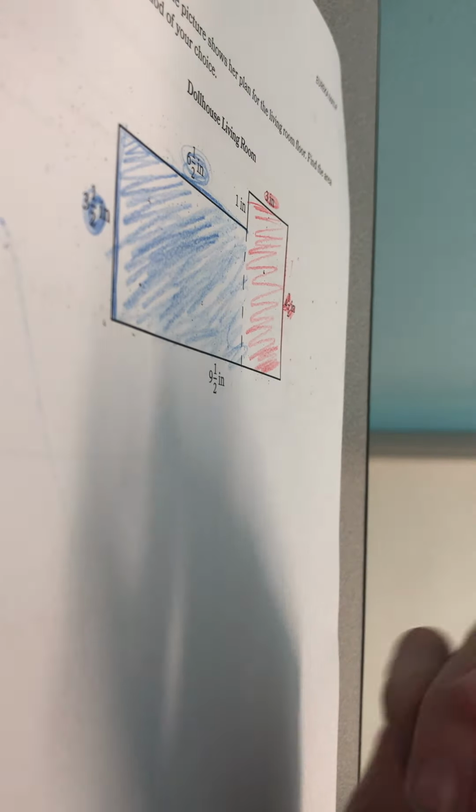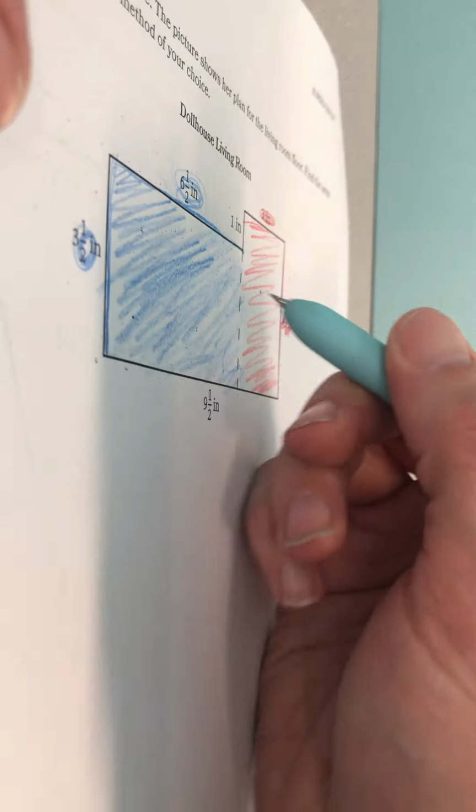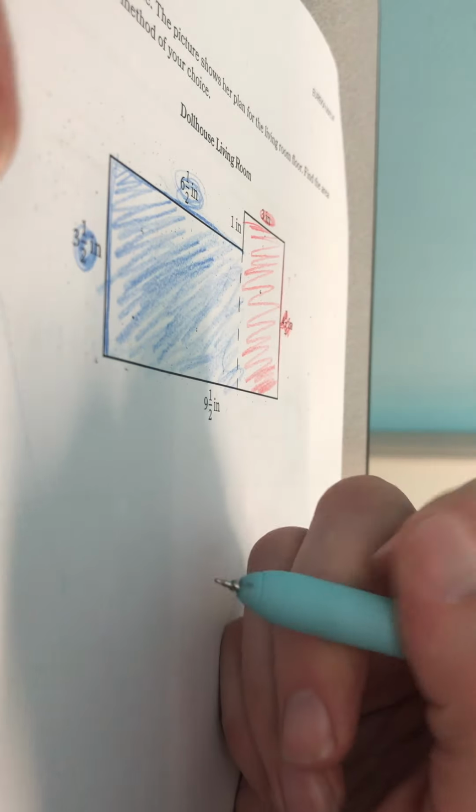This is Mr. Klein again. This is part 2, finding the area of a larger composite shape using an area model.